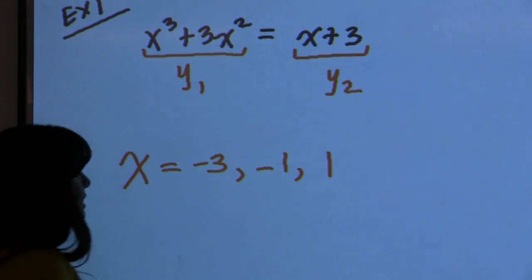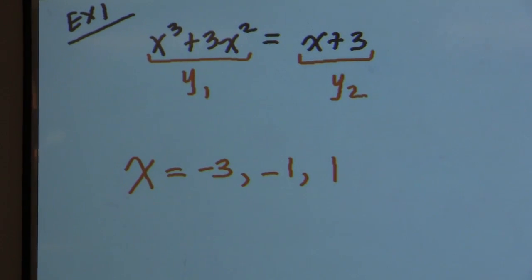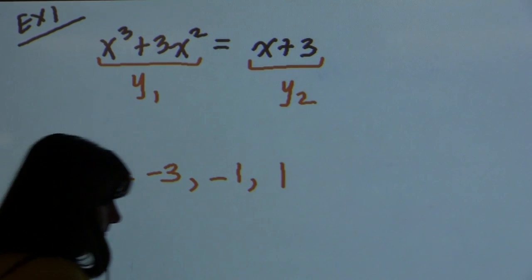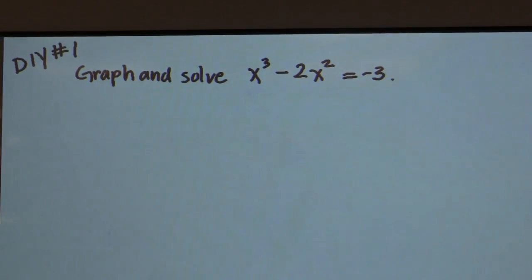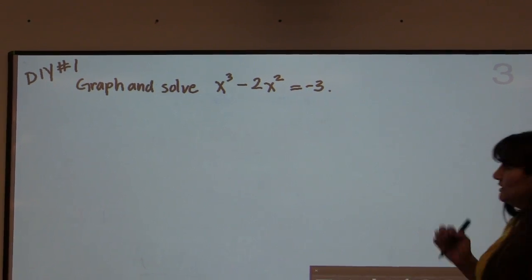So those are the three solutions that I get by using the calculator. Sometimes it'll be a decimal and sometimes it won't. If it's a decimal, just make sure that you round it to at least 2 decimal places. And those are your solutions. So now I will have you try one. I'll turn the lights back on so you can see me. And this is your example to do.